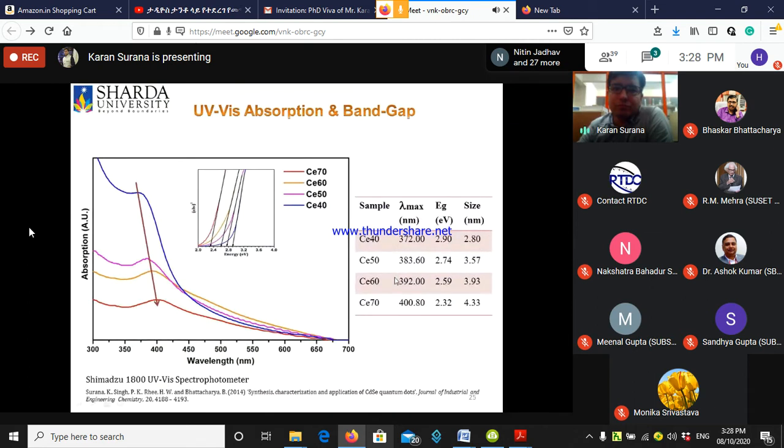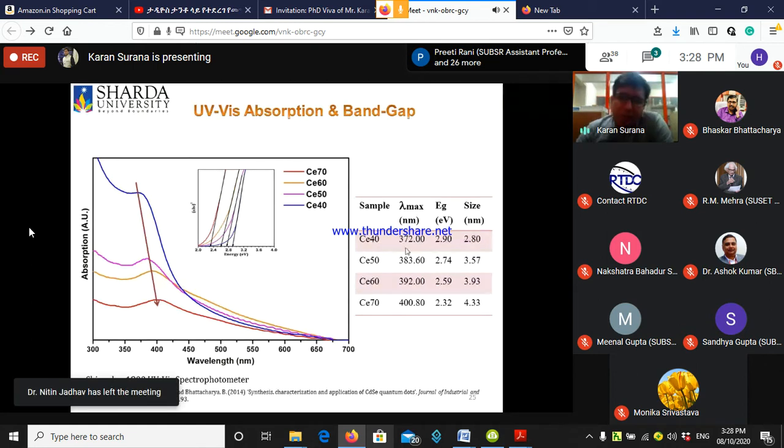Next, the usual absorption study of the quantum dots. With increase in temperature, we can see that there is a shift in the absorption maxima. A red shift can be observed from 372 to 400.80 nanometers. We calculated the band gap via Tauc plot, and the band gap changed from 2.9 to 2.32. The bulk band gap of CDSC quantum dots is 1.74 electron volts.